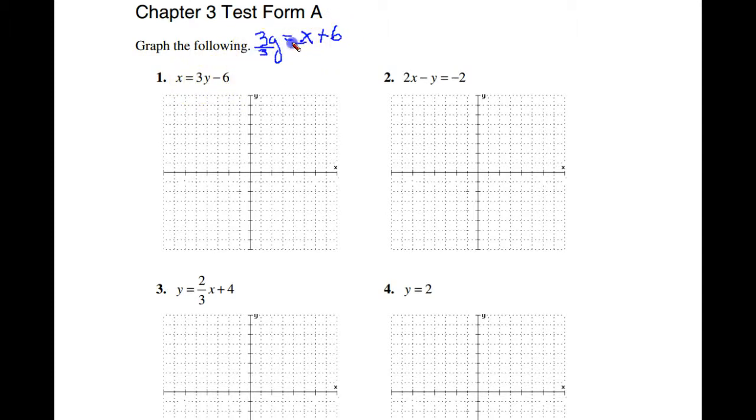So I'm going to divide everything by 3. So this now becomes y equals 1/3 x plus 2. And that's a good way to do it. So now I'll use that technique of putting a dot at my plus 2. And from that, I'm going to do a run of 3, and then a rise of 1. And then now this will be my line.